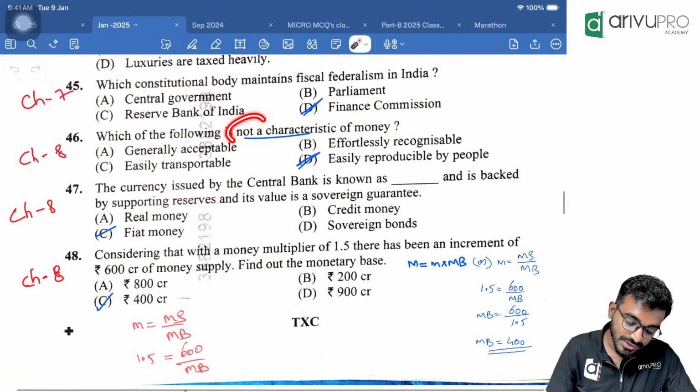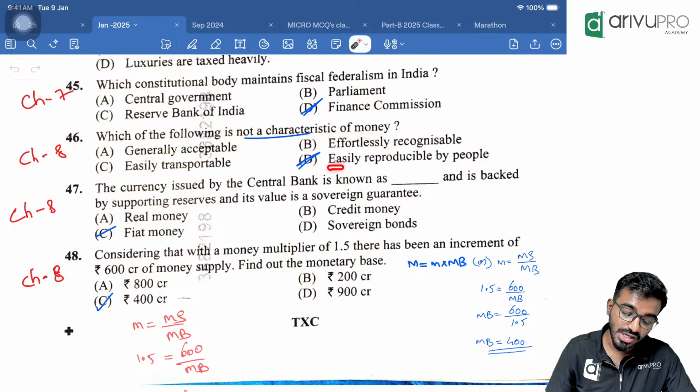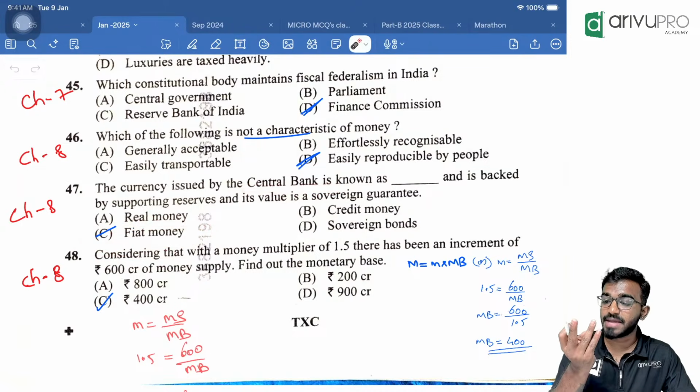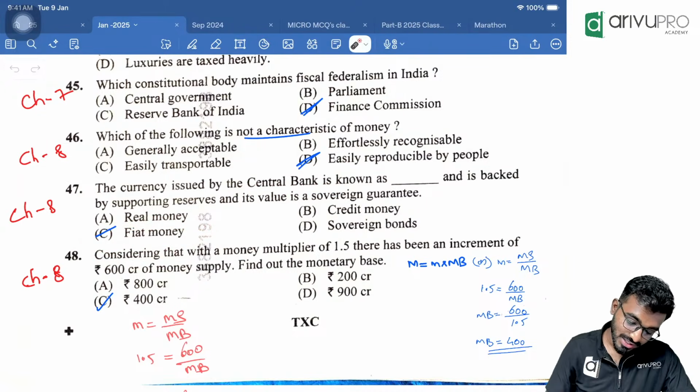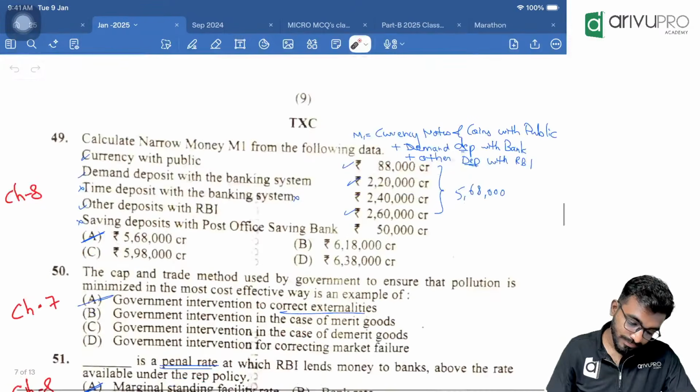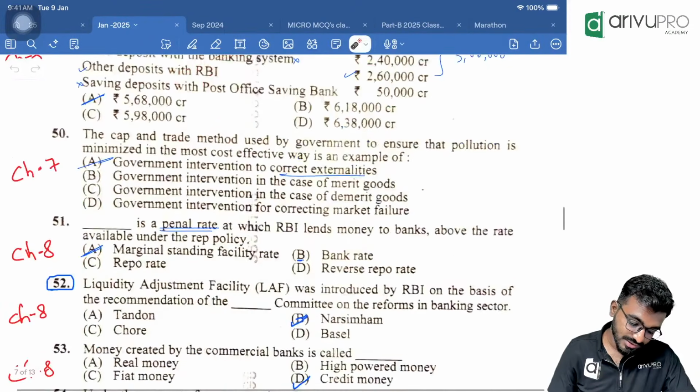Which of the following is not a characteristic of money? Easily reproducible. No, not easily reproducible. Currency issued by the central bank is called fiat money, high powered money, monetary base. Next, already we did this numerical problem. M1 also we calculated this.